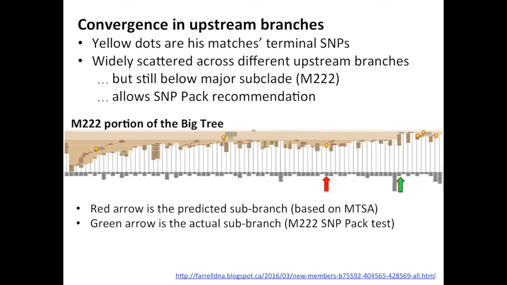Terry? Have you looked at those two without the 25 marker terminal SNP? Have I looked at these without the 25 marker? I have, but the trouble is, if you go up to 37, you have far fewer matches, and far fewer people have actually tested terminal SNP. So I'm actually finding that the 25 marker level is the better one to do.